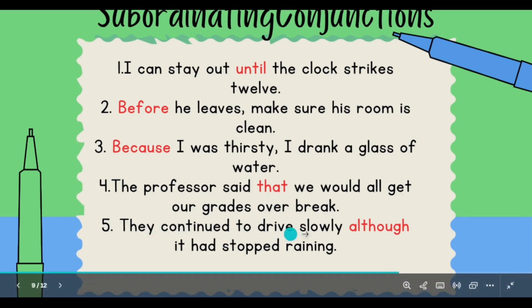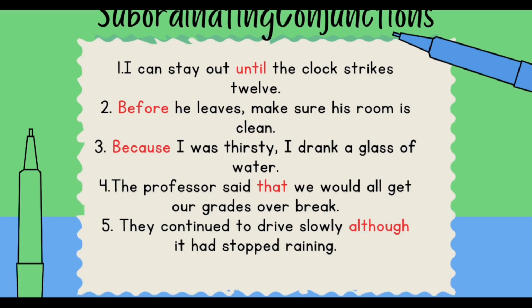They continued to drive slowly, although it had stopped raining. In this sentence, they continued to drive slowly is the main clause. Although it had stopped raining is a subordinate clause. Subordinate clause starts with a subordinating conjunction. Example, although. Always remember, a sentence using subordinating conjunction cannot stand alone.